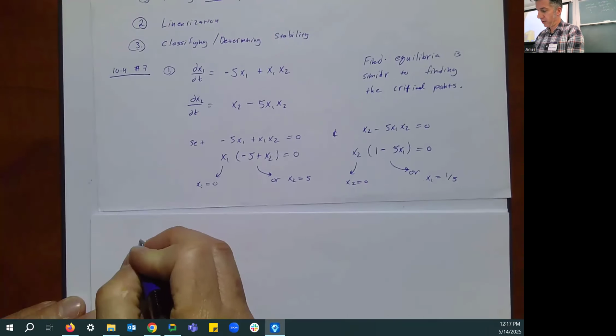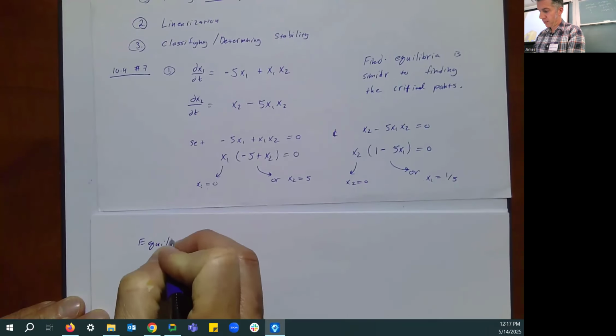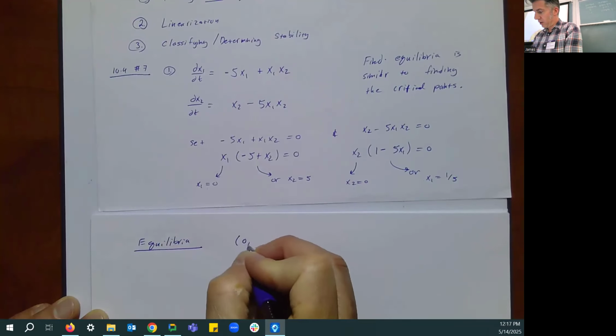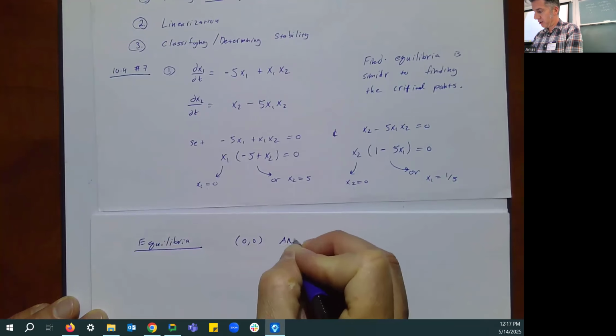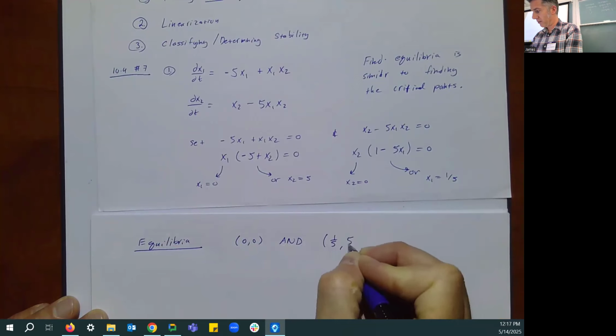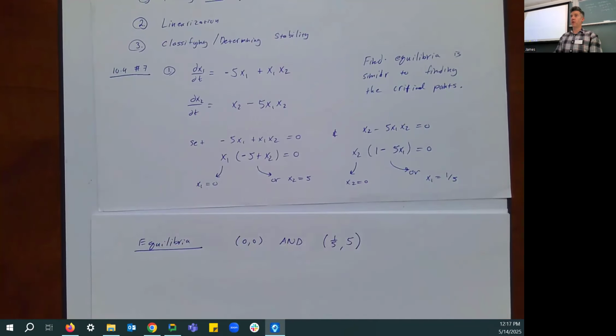So my equilibria are going to be (0, 0) and, let's see, x1 is 1/5, x2 is 5. Those are our two equilibria.